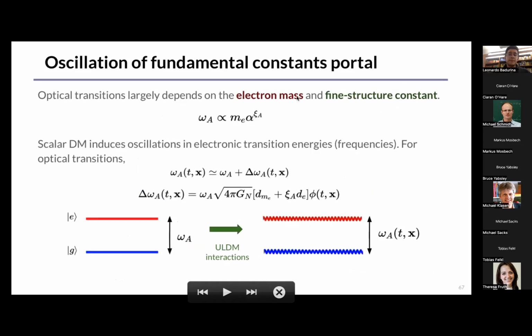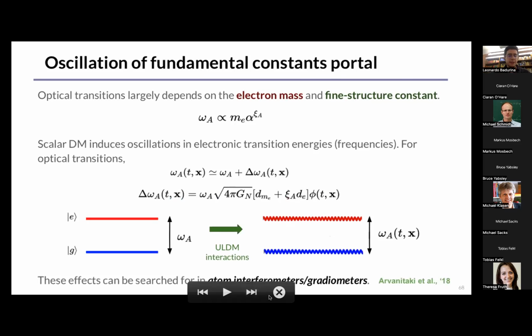And what this means is that optical transitions, since they are proportional to the electron mass, or to linear order, really proportional to the mass of the electron and the fine structure constant raised to some power, where this term here, this xi, is some calculable parameter, would imply that scalar dark matter would induce oscillations in the transition frequencies. So indeed, for optical transitions, if you turn on dark matter interactions, the energy spacing between levels will become a function of space and time, and will oscillate exactly the same way the scalar field would oscillate, as this effect is proportional to phi.